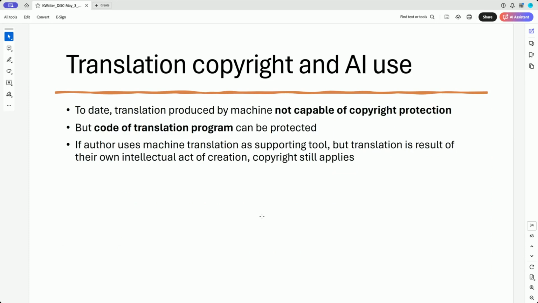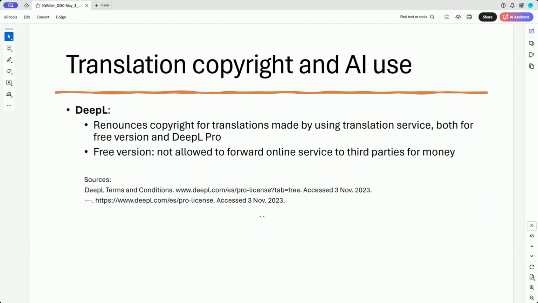To date, a translation produced by a machine is not capable of copyright protection, but of course the code of a translation program can be protected. And if an author uses machine translation as a supporting tool, but the translation is the result of their own intellectual act of creation, copyright still applies.